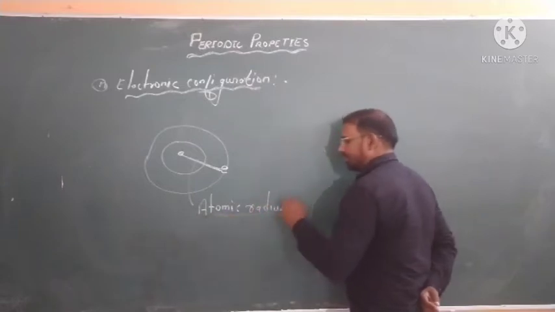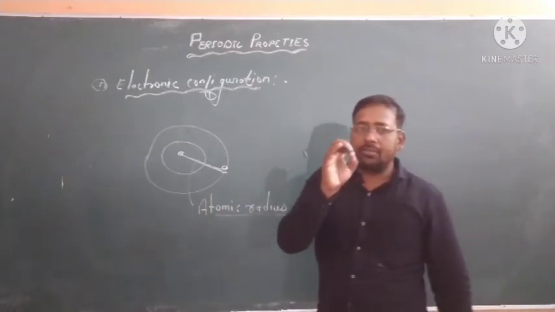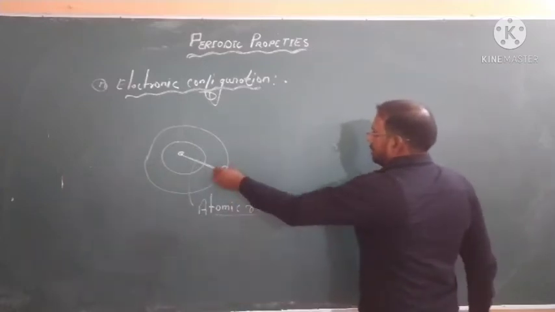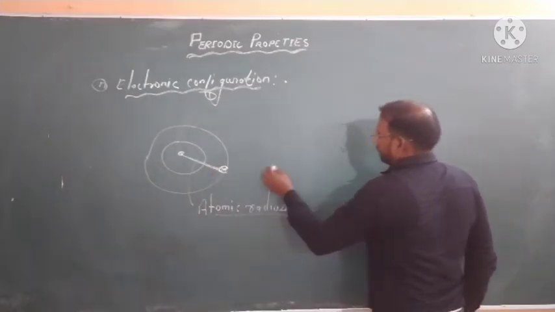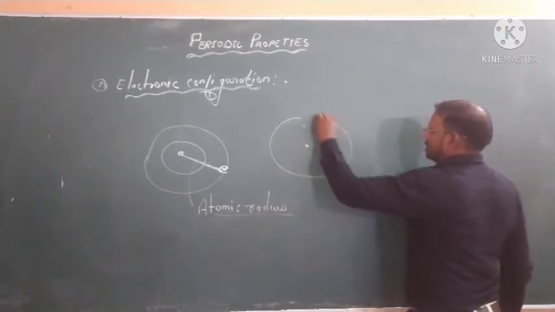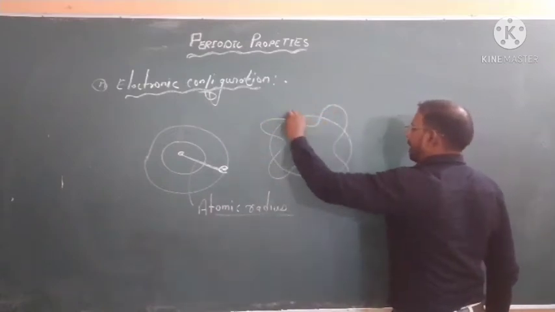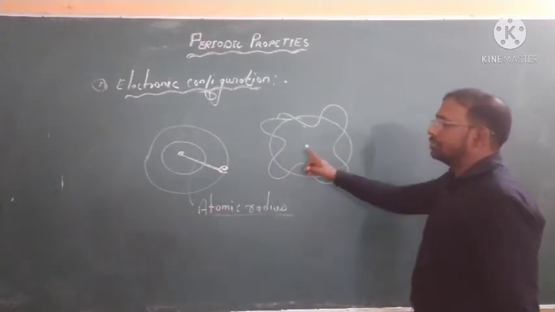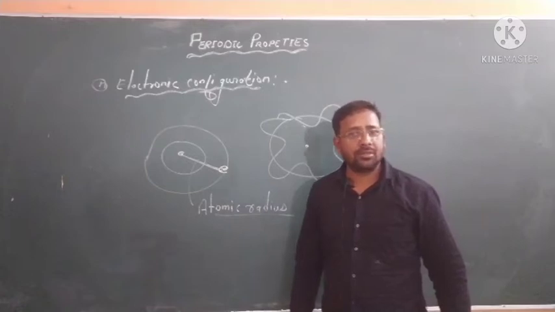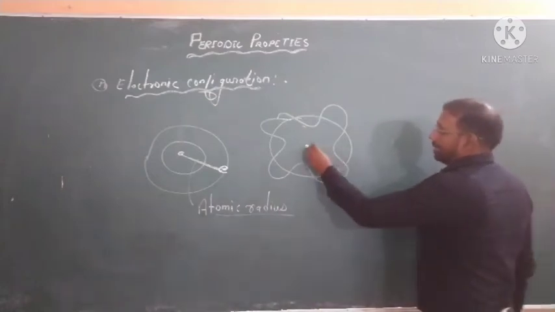Okay, it is right, but in higher classes a little more about this is given in your book. Electrons have both characters, and electrons revolve around the nucleus as a wave, because they have both particle as well as wave character. Then how can you measure the atomic radius?